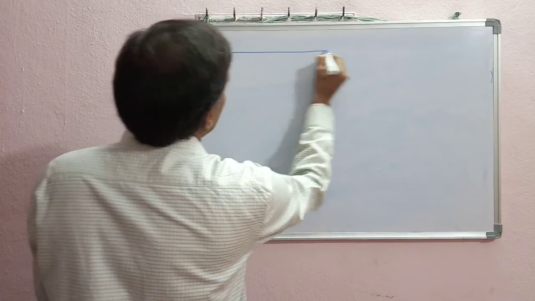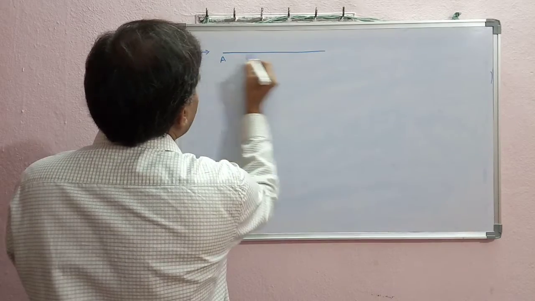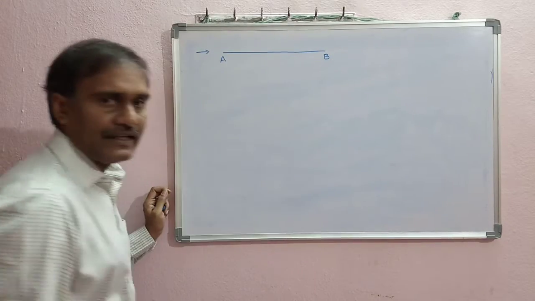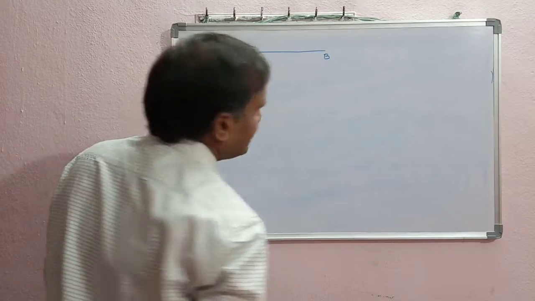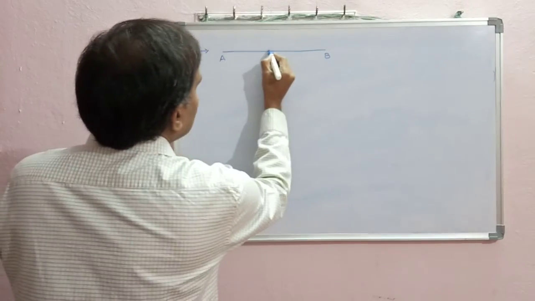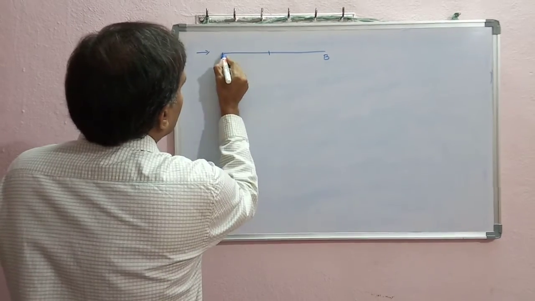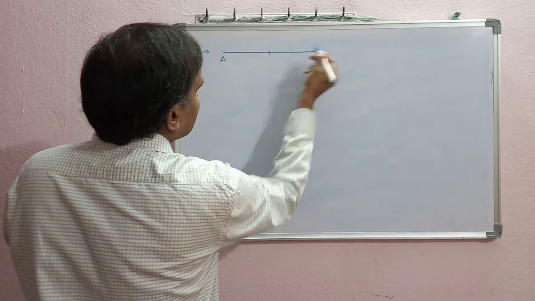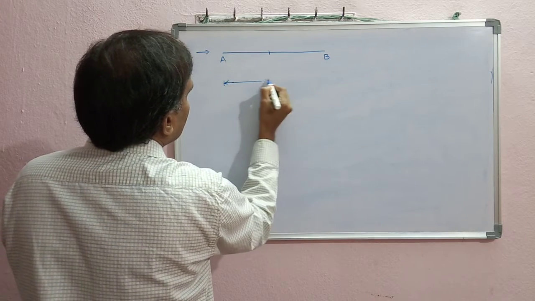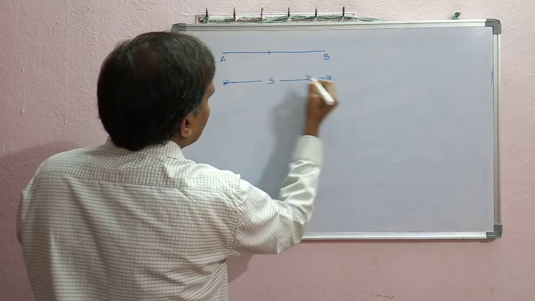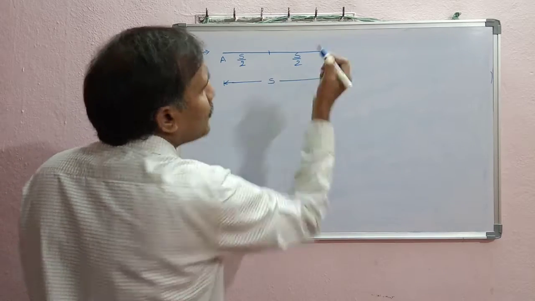A particle is moving along the same straight line from point A to point B. Now this total path length is divided into two equal parts. This is one part and this is another part. Total path length is taken as S. It is divided into two equal parts, that is S by 2 and it is also S by 2.